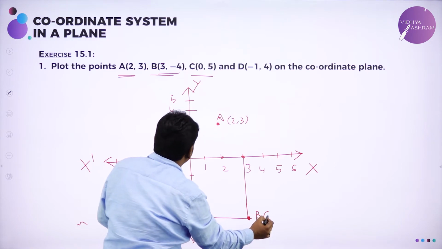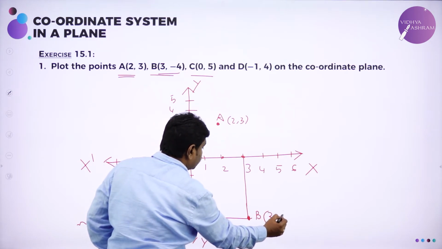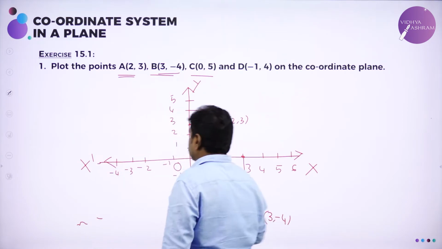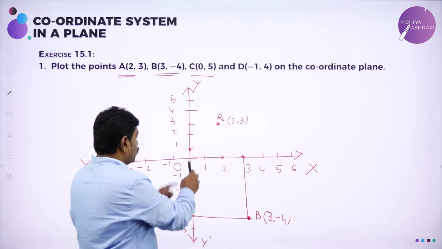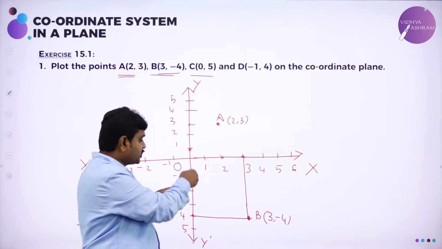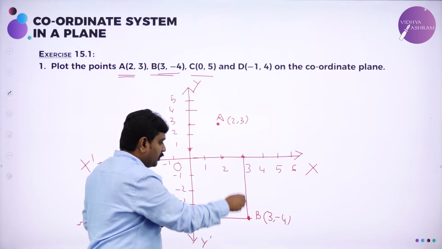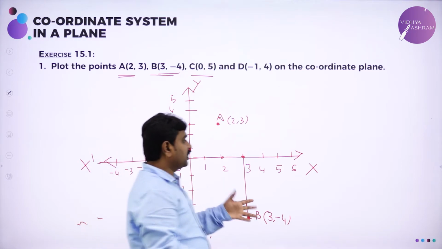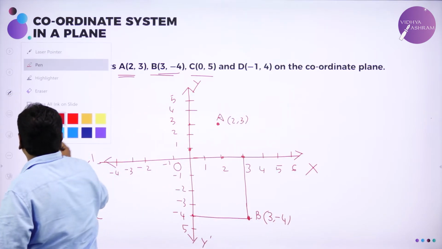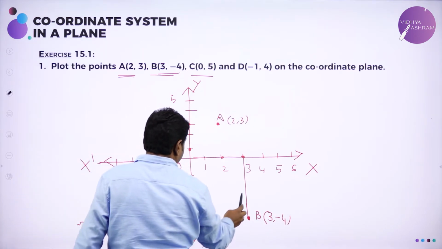What is point B called as? 3 positive, -4 negative. You know, x positive, y negative means which quadrant? Fourth quadrant, we got it. Okay, on the x axis 3, 1, 2, 3. And on the y axis -4. Negative y axis means down, -1, -2, -3. Draw a perpendicular, it will meet here. And these perpendiculars you can retain or you can erase also, no problem. So now I got point B. I will erase this and this.